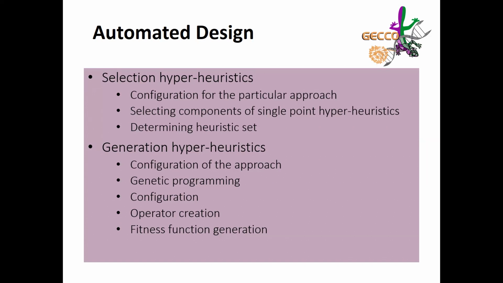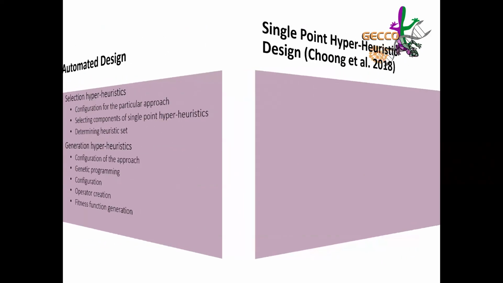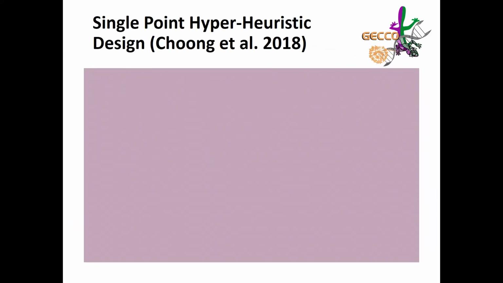And one is determining the set of low-level heuristics to use. Essentially what we do is we choose a set of low-level heuristics, and we use the same low-level heuristics throughout what we call the lifespan of the hyperheuristic. We're also creating hyperheuristics. Can you create hyperheuristics? How can you take the different components and create them?